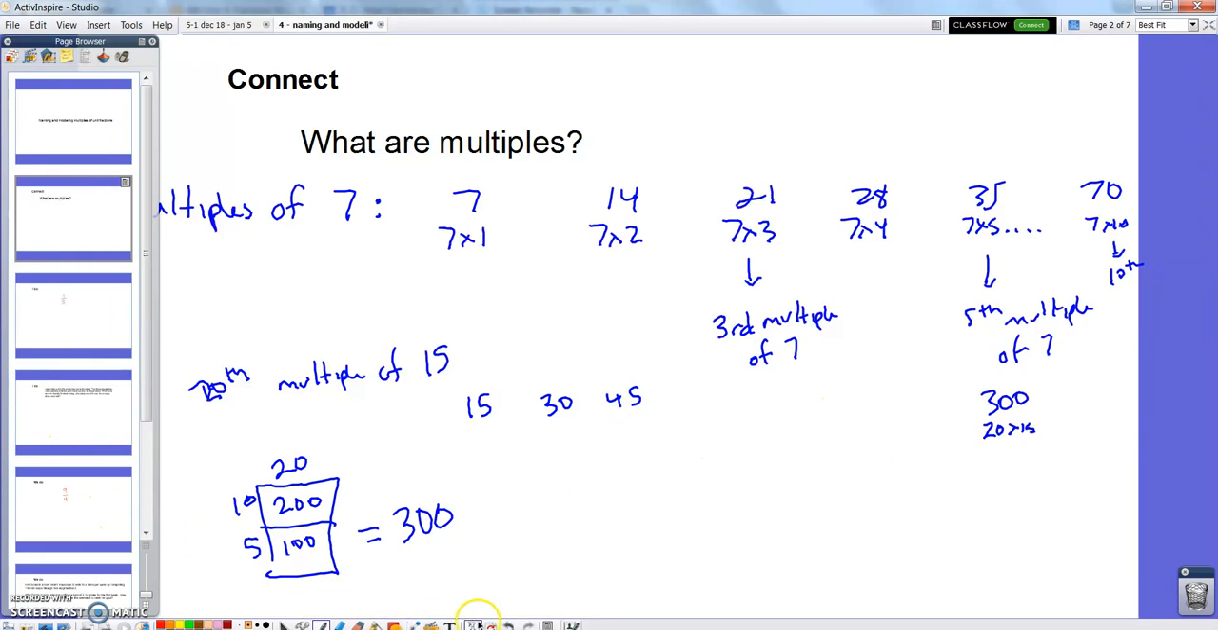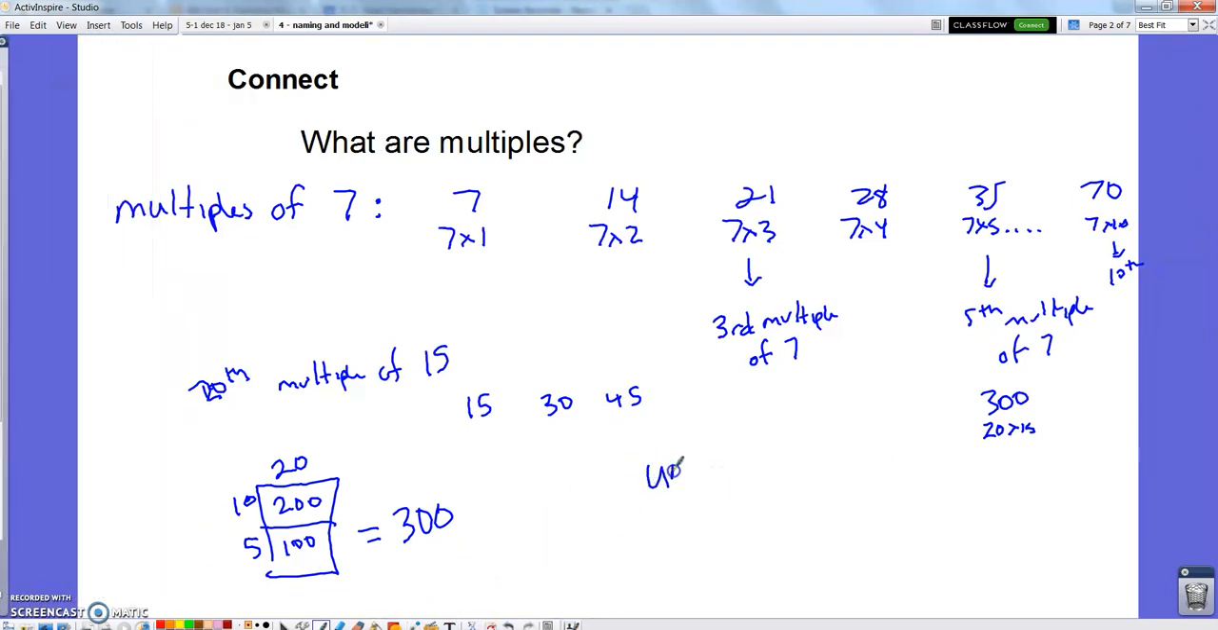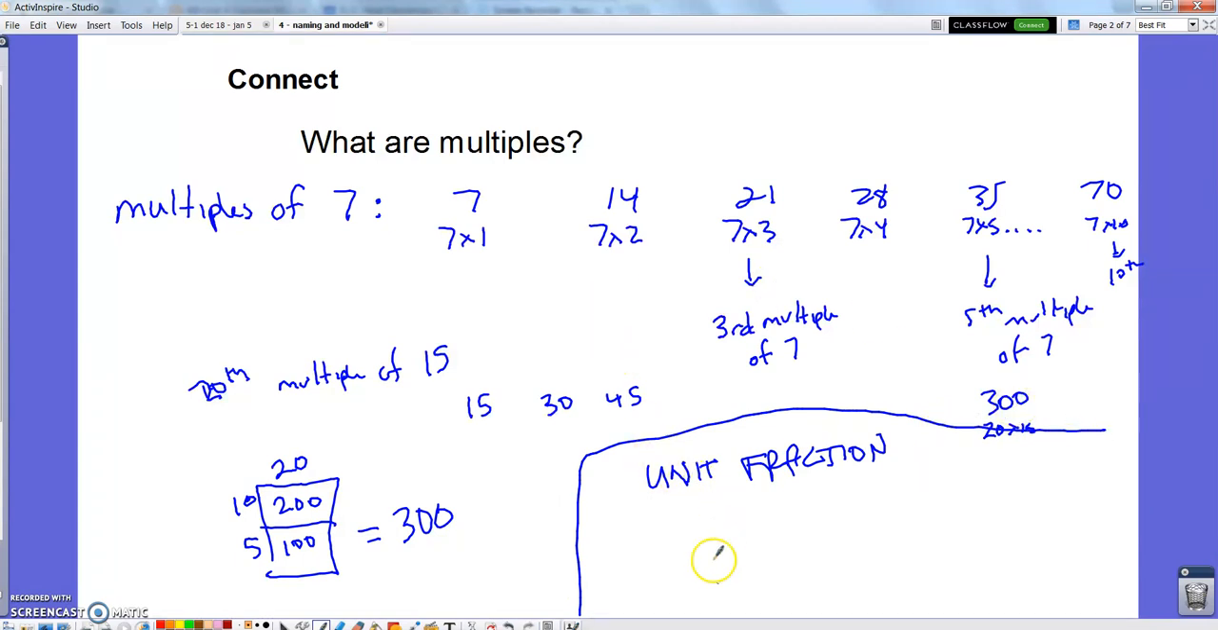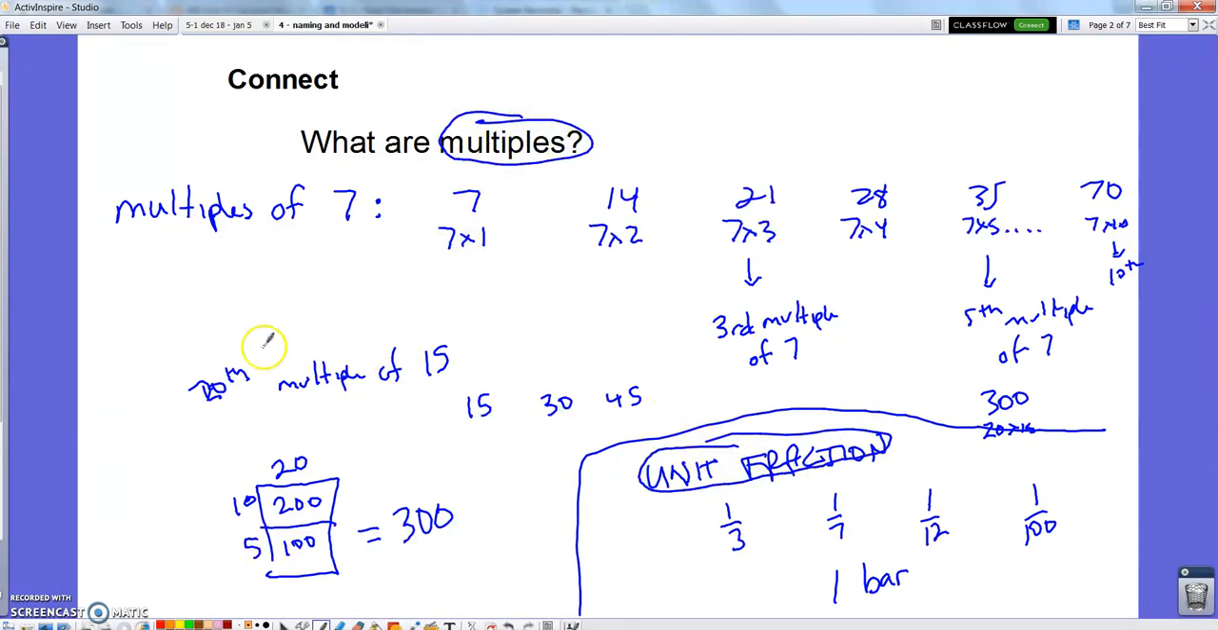Another vocabulary word that was in there was unit fraction. And let me remind you what a unit fraction is. That's any fraction where the numerator is 1. So like 1/3 is a unit fraction, 1/7 is a unit fraction, 1/12 is a unit fraction, 1/100th is a unit fraction. Any fraction where if you made it with fraction bars, you would make 1 bar. You know, 1/3 bar, 1/7 bar, 1/12 bar. That's a unit fraction. So today we're going to talk about multiples of unit fractions. All right?